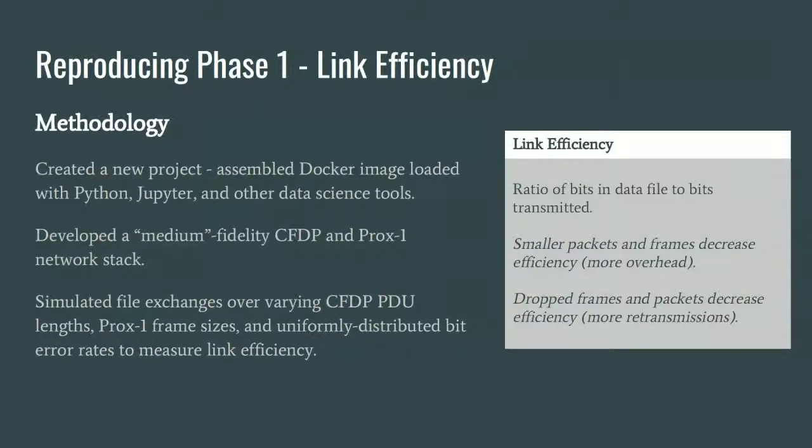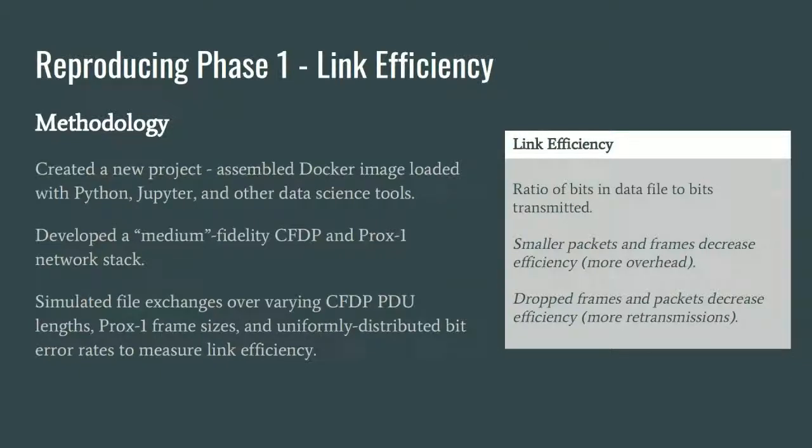So within this project, in this Docker image, I developed what I call a medium fidelity CFDP and Prox1 network stack. It's not high fidelity because it's not a fully compliant CFDP implementation or anything like that, but nonetheless, it is the implementation of a protocol stack that takes a data file, chops it up into bits, puts those bits into packets, puts those packets into frames, puts it through a network simulator that drops the frames according to some probability distribution, reassembles them, prompts for retransmissions, does all the stuff that a file transfer protocol would otherwise do.